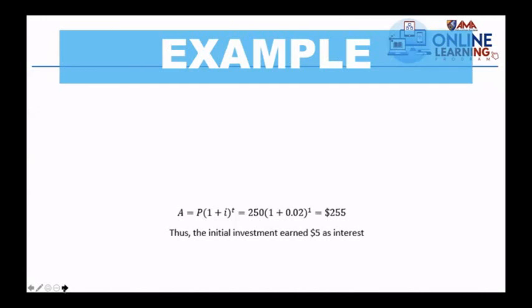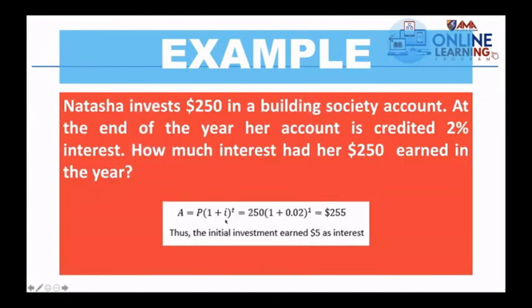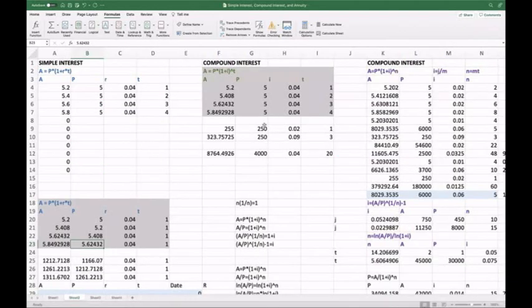Okay, class. So now this one, it's still APIT, right? You apply APIT, but you can also apply APIN. So what's the principal? 250. The I is 0.02 because here it's the annual interest rate, and then the number of years is 1. Okay, so if you apply here, 250, 0.02, 1. Then the answer is here because the formula is here, class.